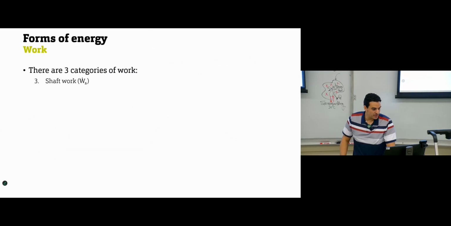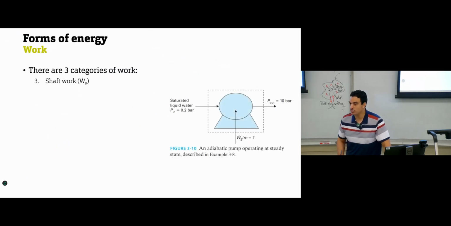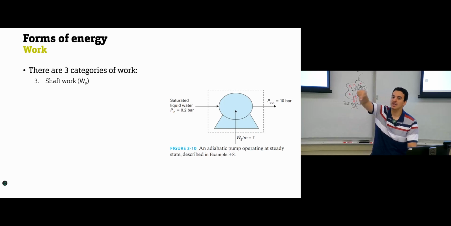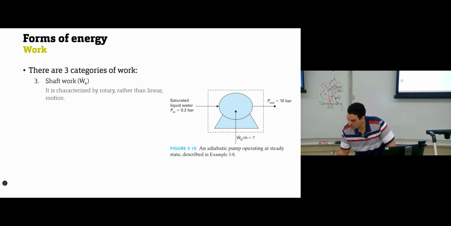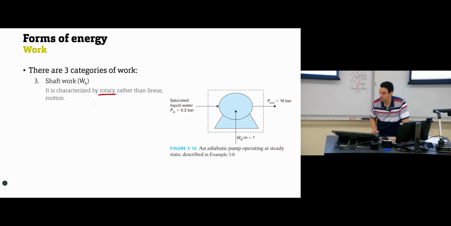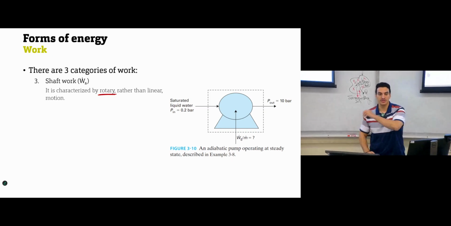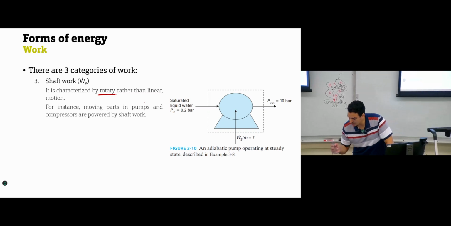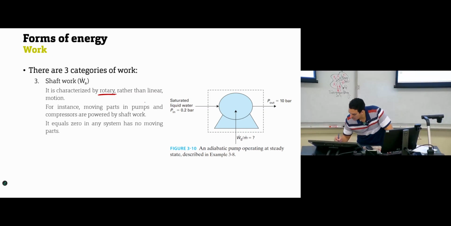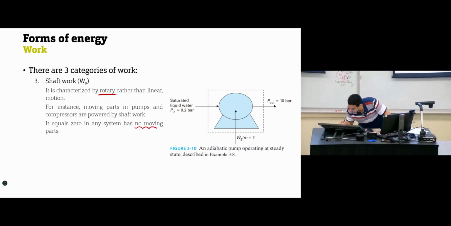Let's skip the example now. The last one we have is the shaft work. Again, shaft work exists if you have something rotating in the system. You have a rotating part. You have a mixer, similar to a pump, compressor, or turbine. Anything that has a rotating part. So this one is characterized by rotation, not linear movement. The linear movement is the flow work, but this one is rotation. As we said, in pumps, compressors, and so on. If you have no moving part in your system, it will be 0 at the end.